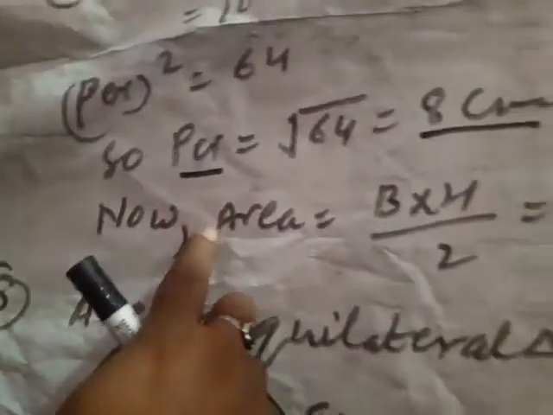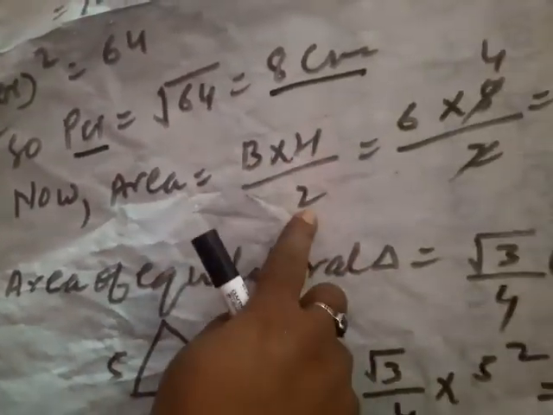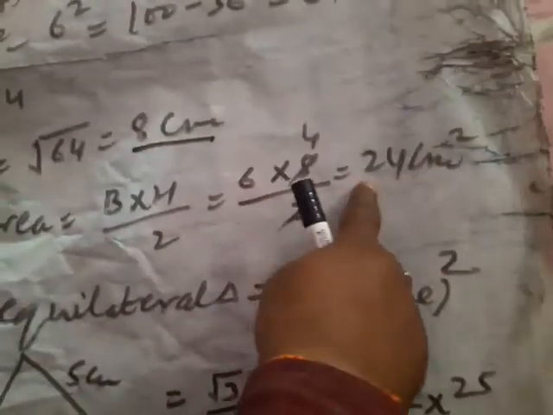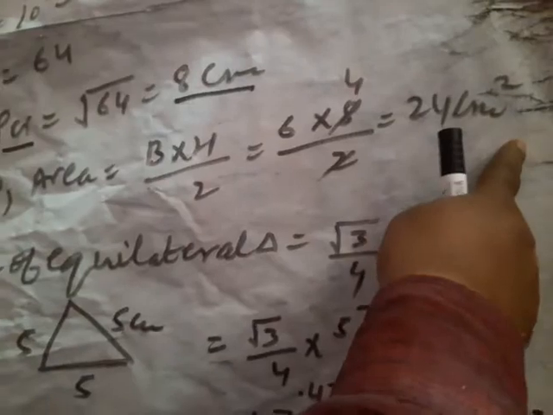Now you come to the area. Area is equal to base into height upon 2. Base is 6 and height is 8 upon 2. Your answer comes 24 centimeter square.